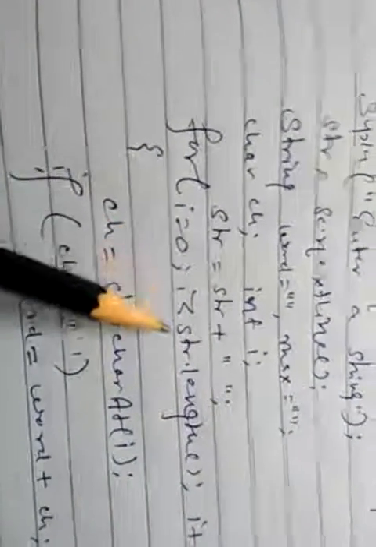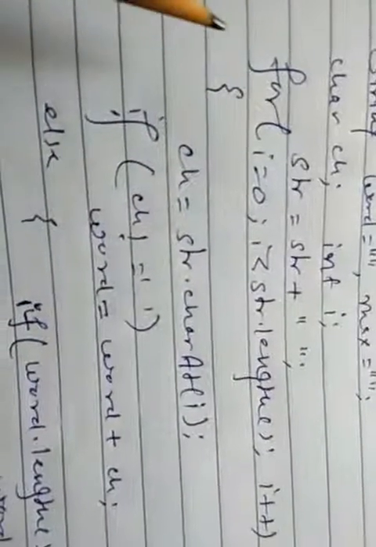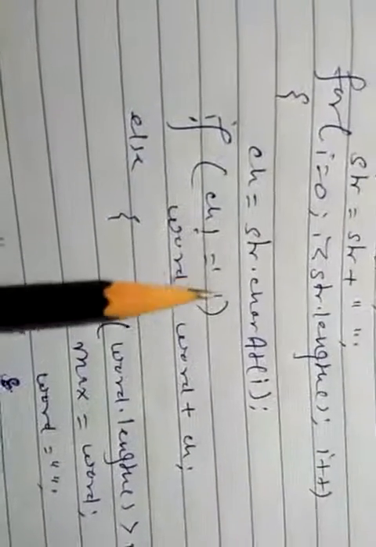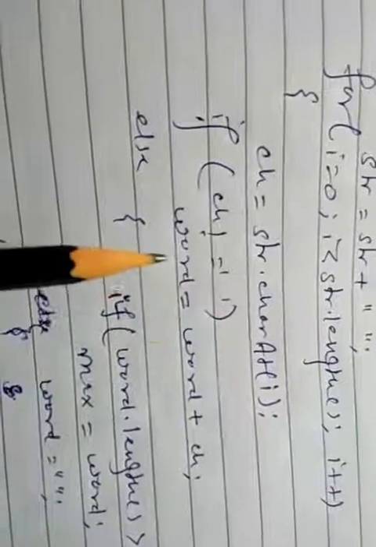We are taking one variable for word and one for max word, character ch and integer i. Now we are adding one space at the end, because the word will be completed when the space comes. So the loop will start from 0 and go till the last, i plus plus. So the first character will come, then the second, then the third. Each time, if the condition is true, in the case of human, H will come first. If the condition is true, HUMAN, so the word will be completed.